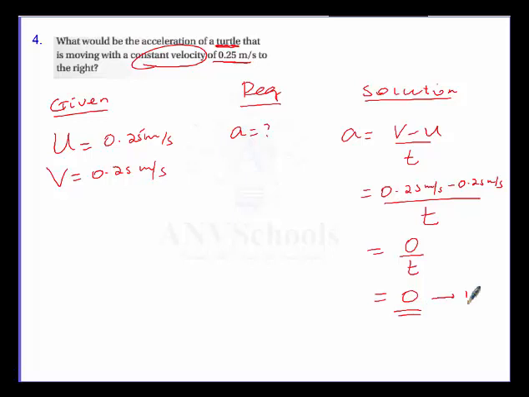In this case, the motion is said to be uniform motion, which means motion with constant speed. The speed is not changing. That's why the value of acceleration is 0. That's all we have.